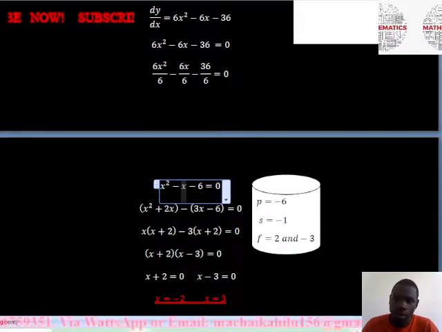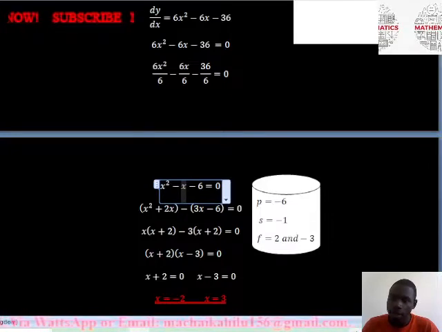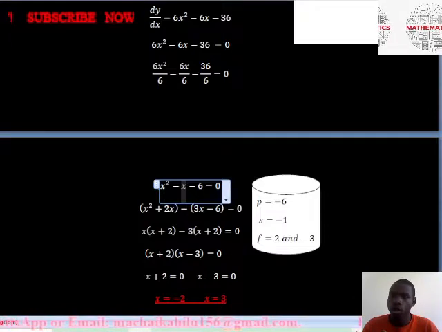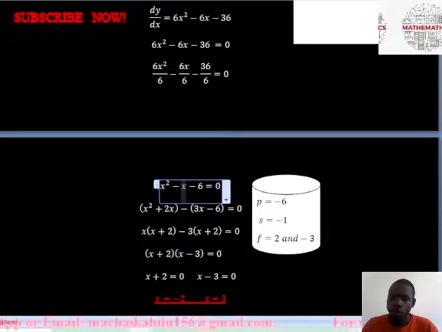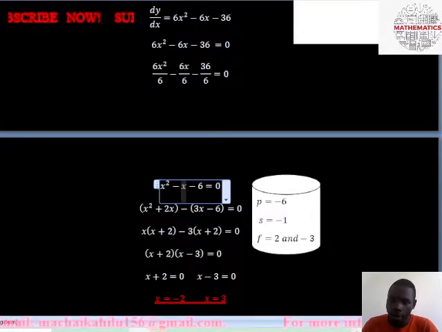The first term there is x squared. The second one is x. The third is negative 3. So now the term which is in between the two will give you the sum. Hence there I have negative 1. Then product.